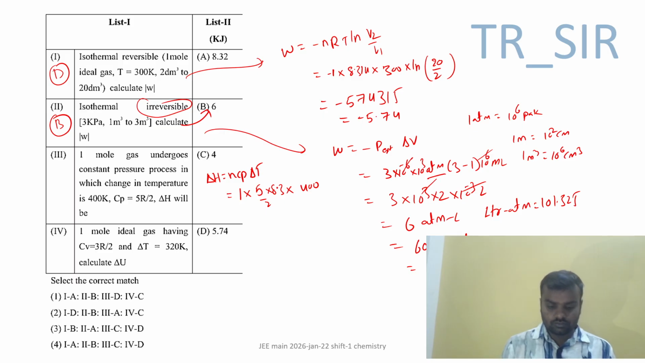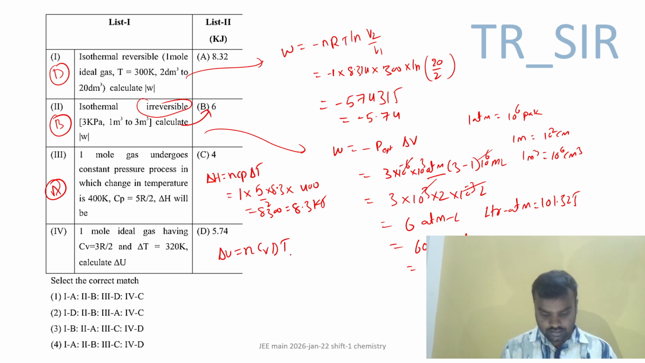So after solving, how much will you get? 5 into 8.3 into 400 divided by 2. So we're getting 8,300 joules, convert into 8.3 kilojoules. That means A is coming. Now, in this case, del U is equal to n Cv dT. Same answer, same formula in a different way. Number of moles is 1, Cv value 3 by 2.